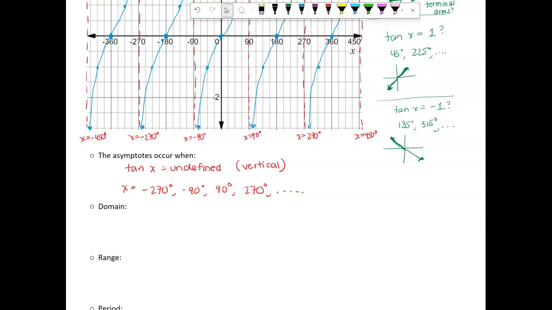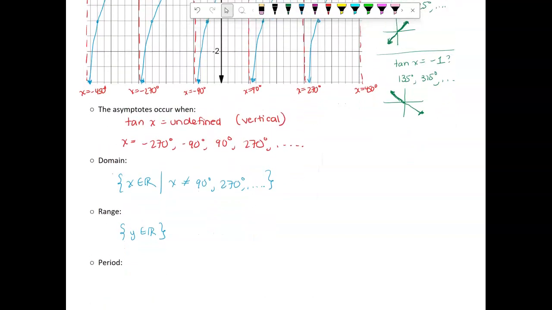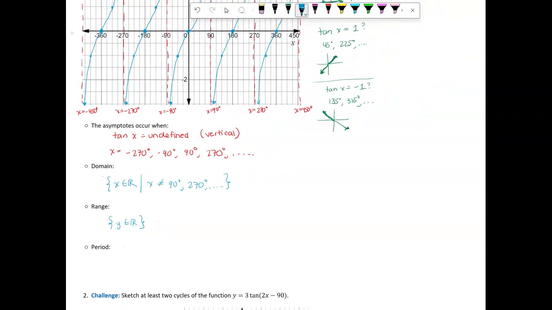All right, so how do we write the domain of this function? Well, the domain is the set of all real numbers such that x is all the numbers except at the asymptotes. So we'll list all the asymptotes. It's not at 90, 270, and we can just do a few of these and then end it. Okay? The range, well, if you look at the graph, it's all the y values, so we'll just say that y is the set of all real numbers. And the period we can see is repeating every 180.